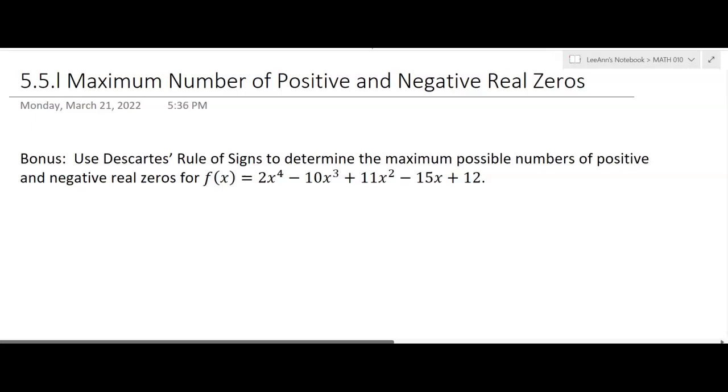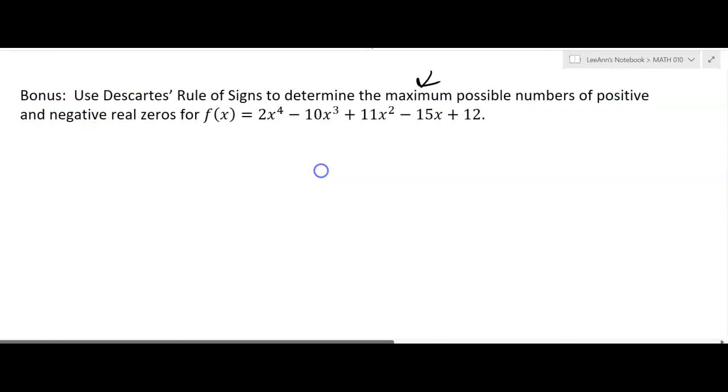So I thought it might be helpful to see one more example of Descartes' rule of signs. And it says to determine the maximum possible number of positive and negative real zeros. So you don't have to do the 2 or 0, just 2 would be the maximum, if that's what it turns out to be.